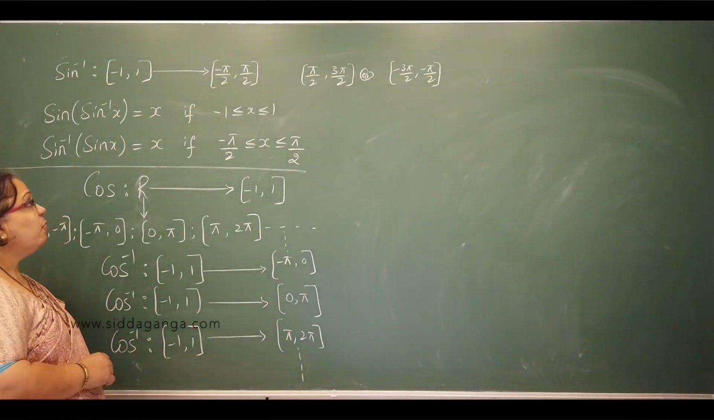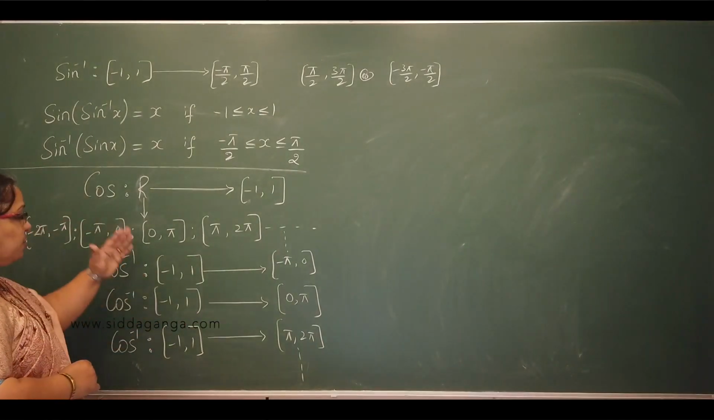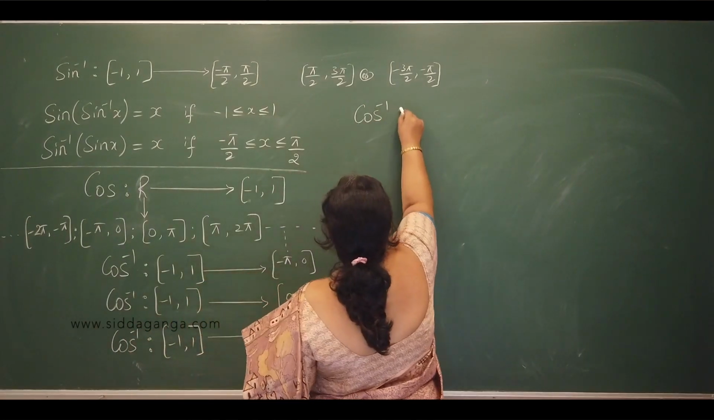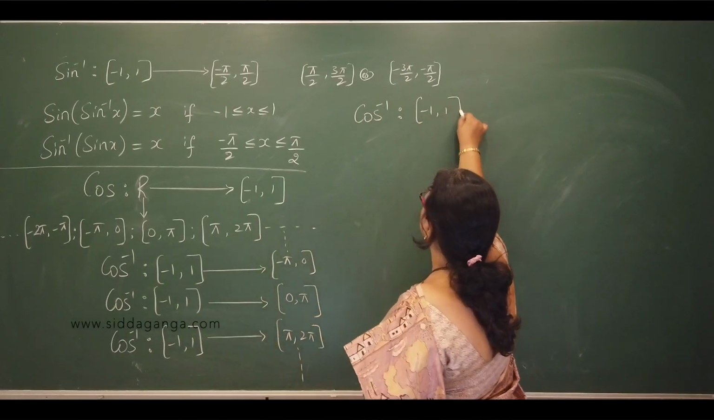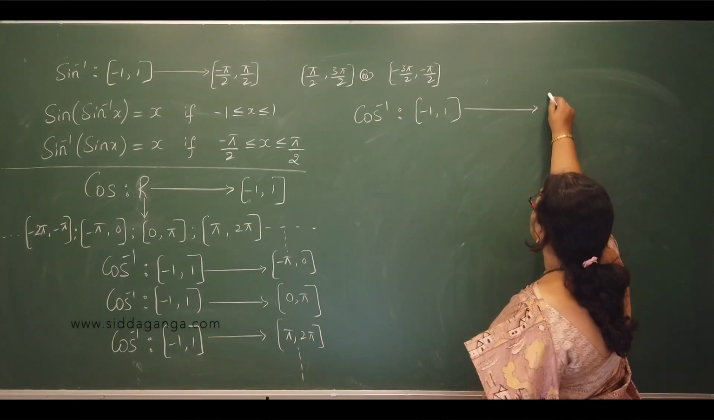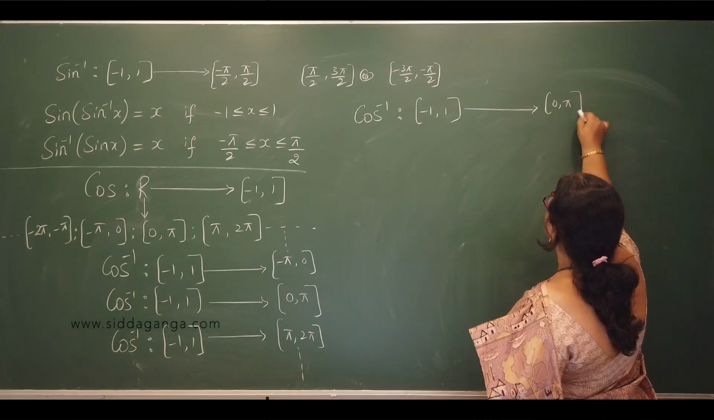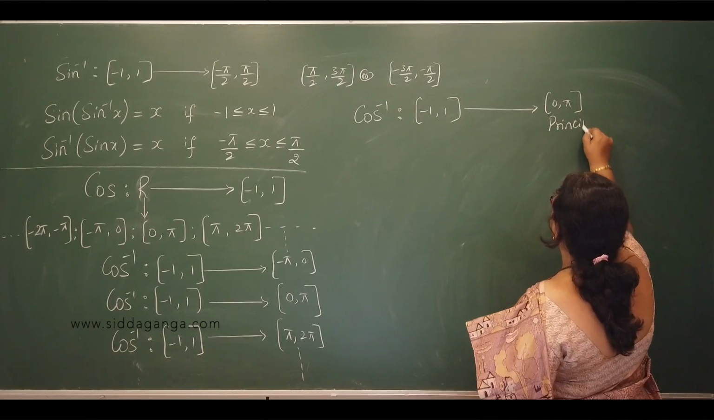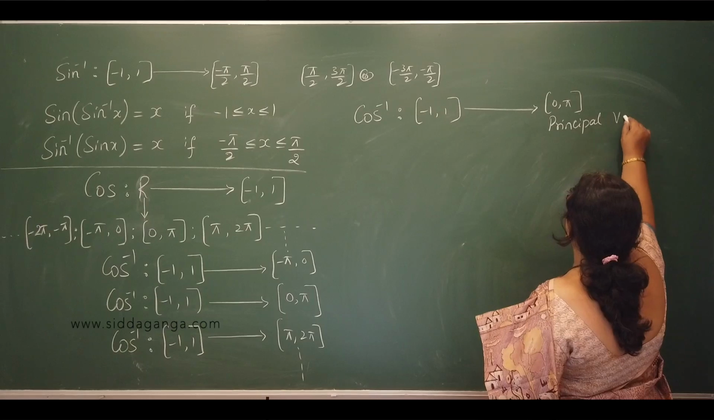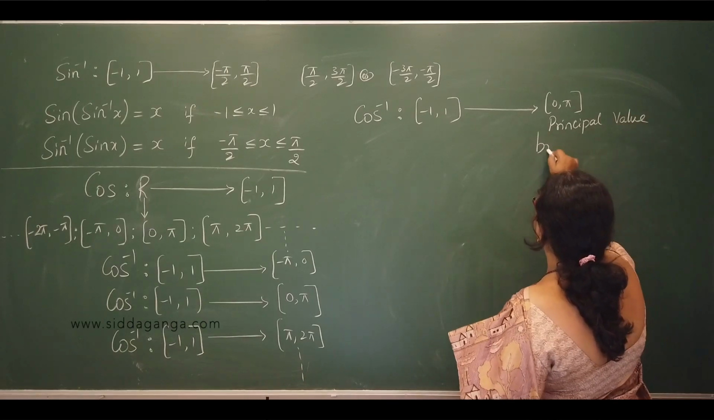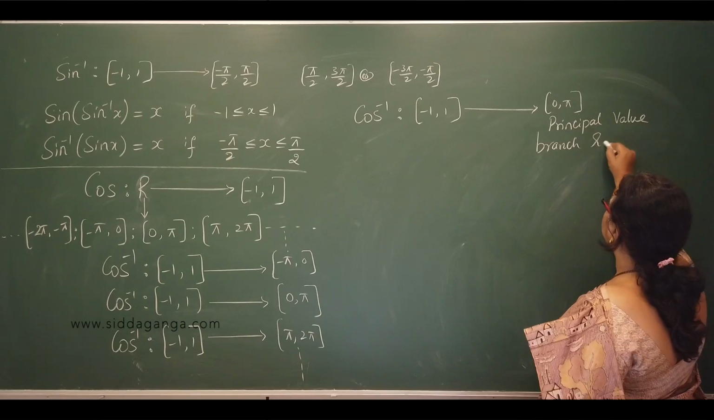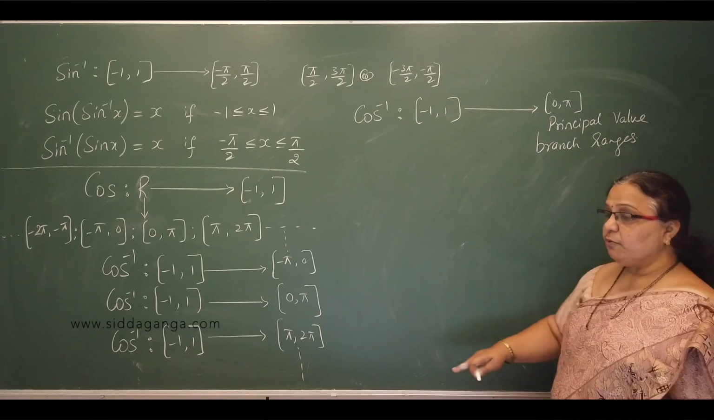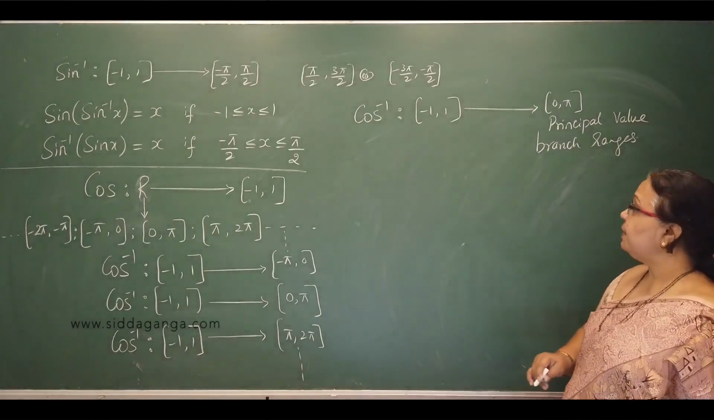So therefore, cos inverse is a function from the closed interval -1 comma +1 to the closed interval 0 comma pi. This is called the principal value branch range. Other ranges are called simply ranges of the cos inverse function.